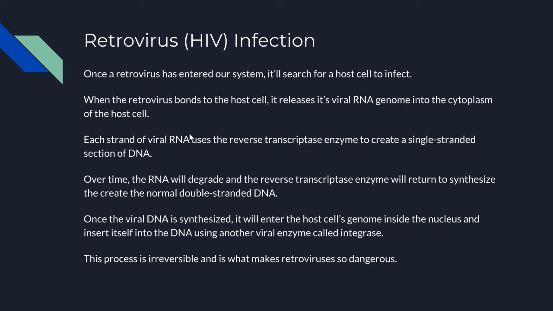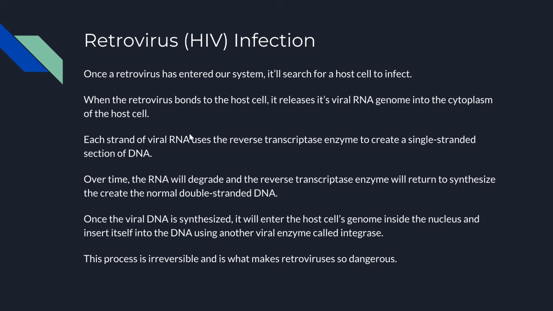And what exactly goes with the infection of a retrovirus or HIV? Once it's actually entered our system, it will search for a host cell to infect. And once it finds a cell to infect, it will release its viral RNA genome into the cytoplasm of the host cell. And if it's HIV, it's more likely a blood cell. Each strand of viral RNA uses the reverse transcriptase enzyme to create a single-stranded section of DNA. And over time, the viral RNA will degrade, and the reverse transcriptase enzyme will return to synthesize this single-stranded DNA to make your normal double helix DNA.